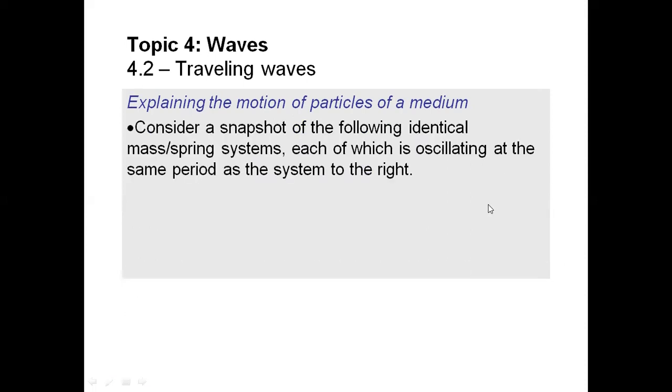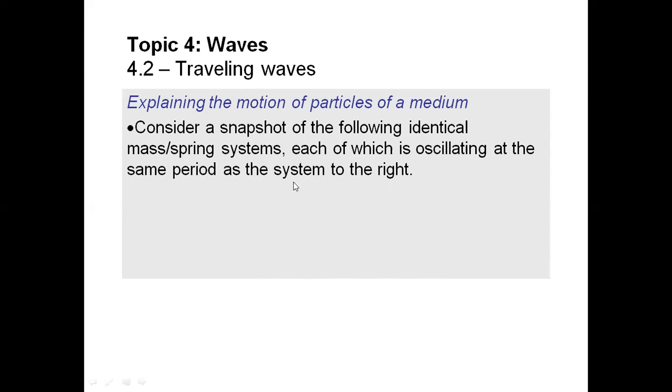Okay, let's continue, explaining the motion of particles of a medium. So we are just dealing with the particles in a medium. This medium could be rope or spring. Now we are dealing with transverse and longitudinal waves, and we are looking at the spring and rope. And the medium could also be what? Could be water, or could be air. So these are also mediums.